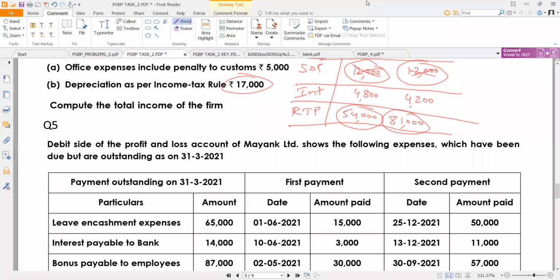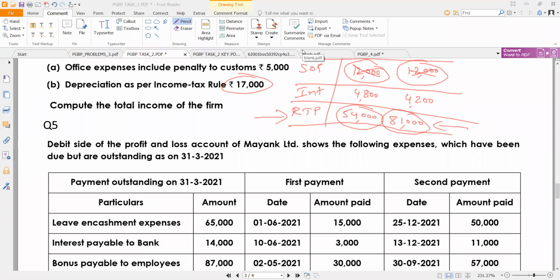Now another question. Okay, fine, sir. The salary to partners is allowed as deduction for the partnership firm, and the same is taxable in the hands of partners. That is all okay. This is the amount we are talking about, 54,000 and 81,000, taxable in the hands of the partners. That is okay. Next question, under which head?